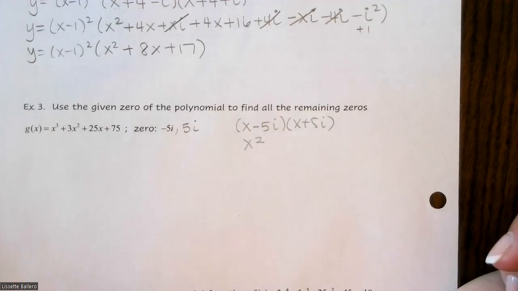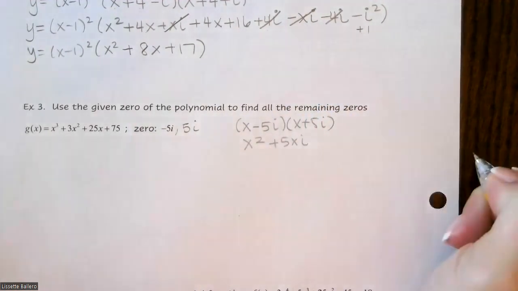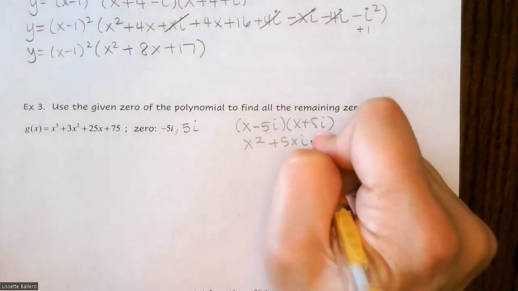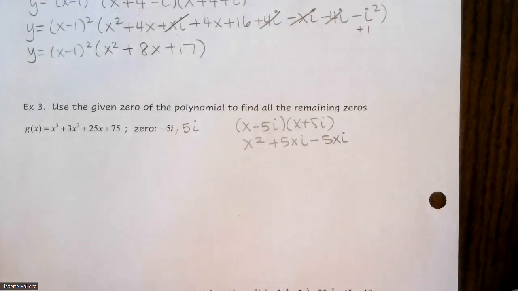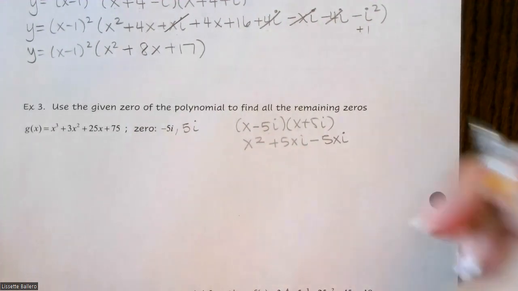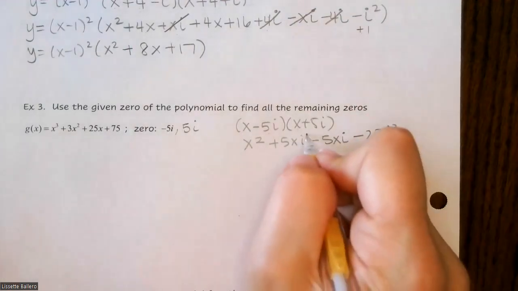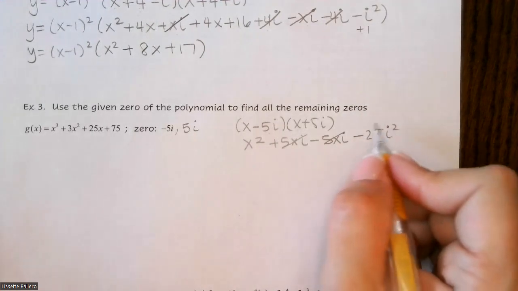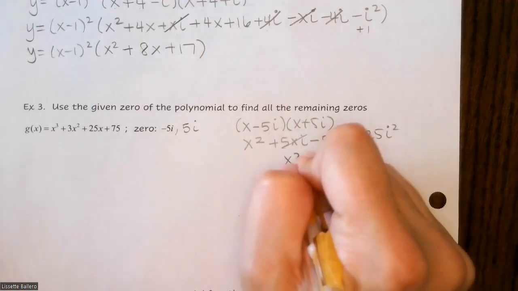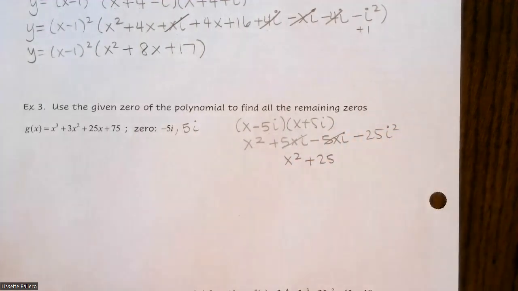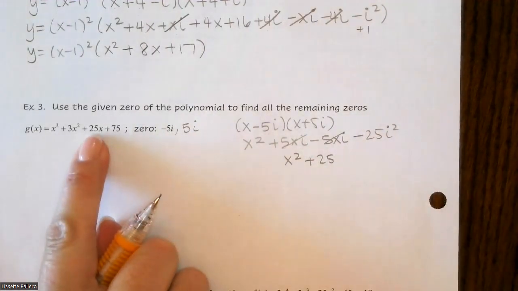So x times x is x squared. x times 5i gives me 5xi. Negative 5i times x gives me negative 5xi. And then a negative 5i times a 5i gives us a negative 25i squared. Again, these cancel, and so we just need this one right here. We said i squared is -1, so that turns that into a plus 25. And so I know this right here is one of the factors that goes into this equation.